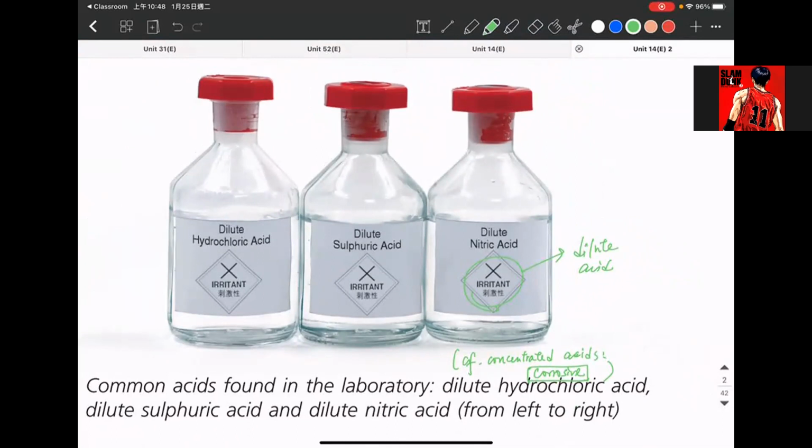For dilute acids, we'll usually use a hexa warning label irritant, while for concentrated acids we will commonly use the word corrosive to describe the action of the acid on your skin. Okay, do you understand? Of course, there may be some more hexa warning labels when you talk about other acids, for example concentrated sulfuric acid and concentrated nitric acid, where we use oxidizing as well. So we will talk about it later. Any questions?